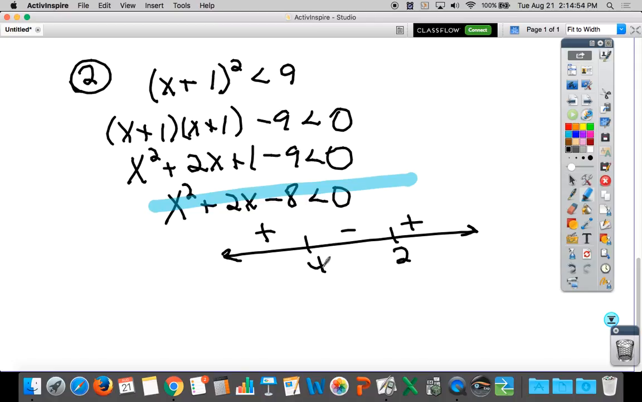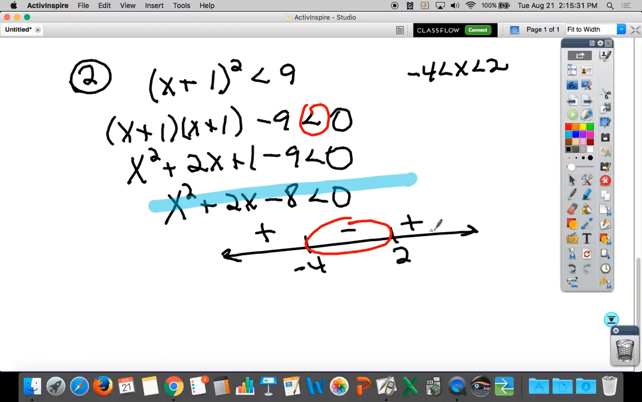Y'all follow me? That should be a -4. Sorry about that. Y'all follow me with the sign chart and the signs so far? Everybody's got what I got? All right, so looking back at the inequality, I want the negative section. So that gets written -4 is less than x is less than 2. You can check it, plug a number between there, and that should be true.